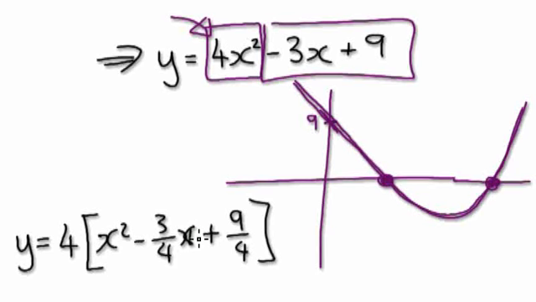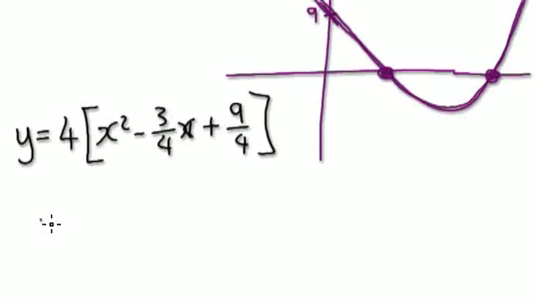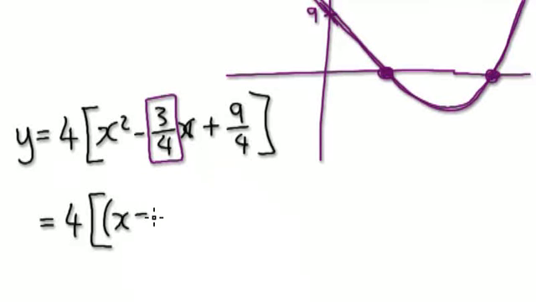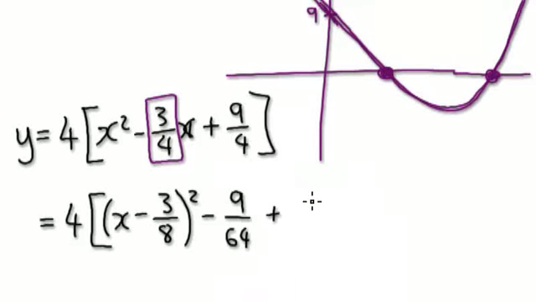Then use the completing the square method here. 4 times x, and then I'm going to need half of this, so it will be minus 3 over 8, squared, and then immediately take away the rubbish. The rubbish will be 9 over 64, and then plus 9 over 4 here.